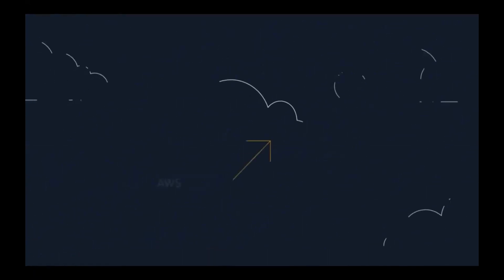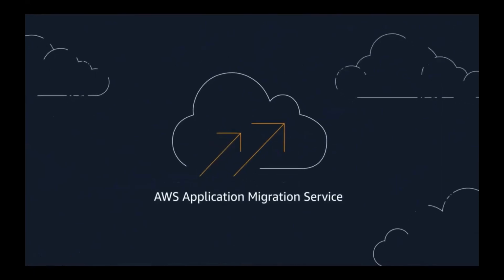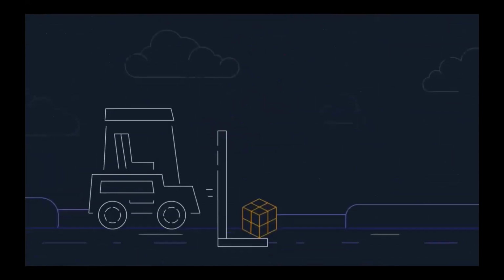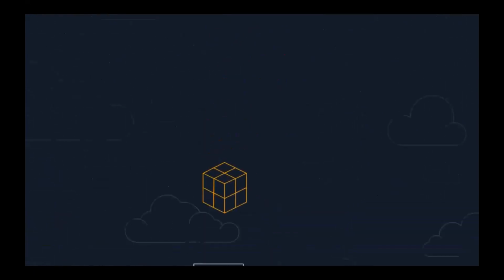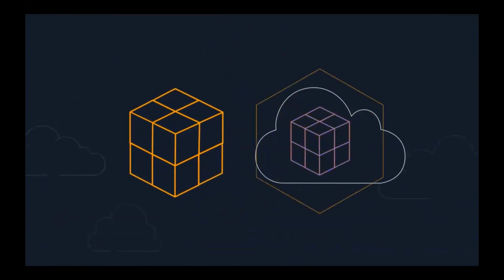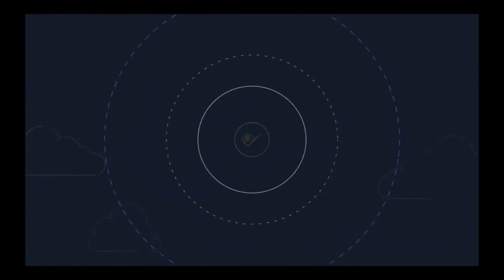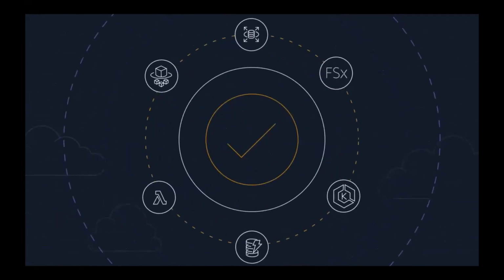AWS Application Migration Service simplifies and expedites migrations to the AWS cloud. A highly automated lift and shift solution, it allows you to quickly realize the benefits of the AWS cloud with no changes to your applications. Once running on AWS, applications can be modernized quickly and easily.